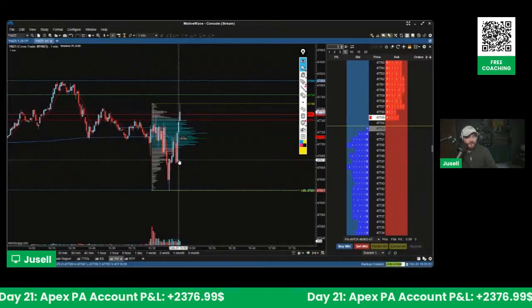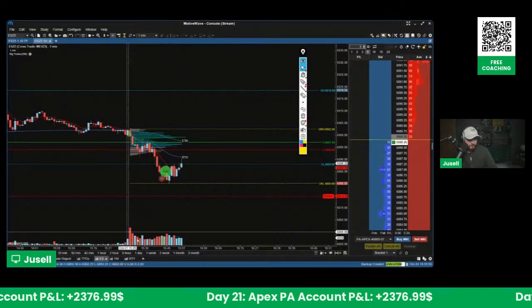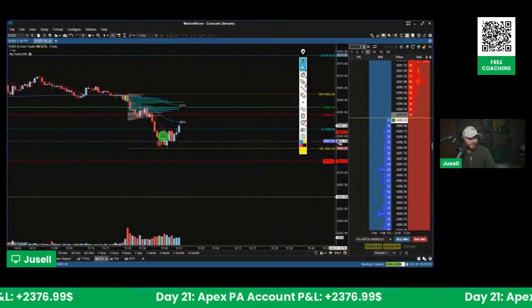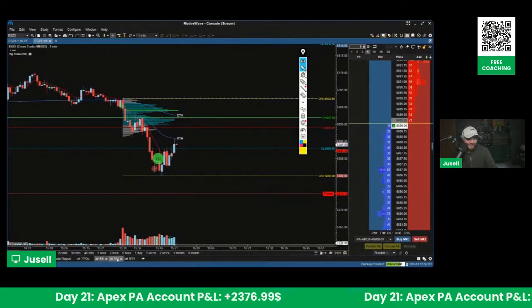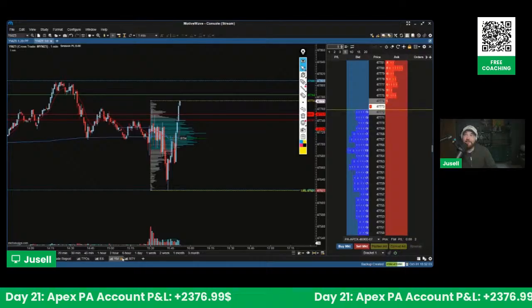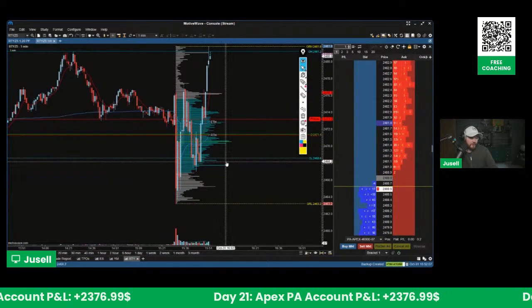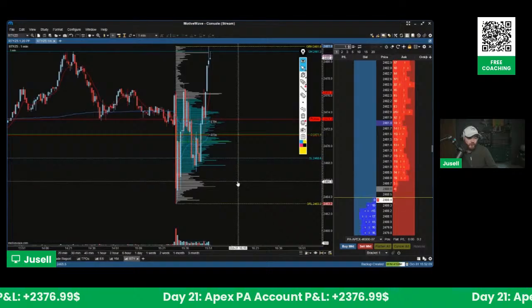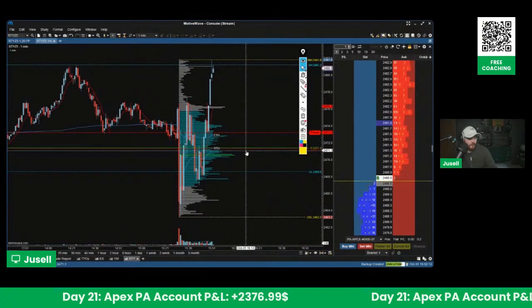I like these V-shaped openings. Yes, it's not nearly as clean as what we have in YM. YM is so much cleaner. RTY. Ooh, RTY. Look at that. RTY already running the overnight highs.